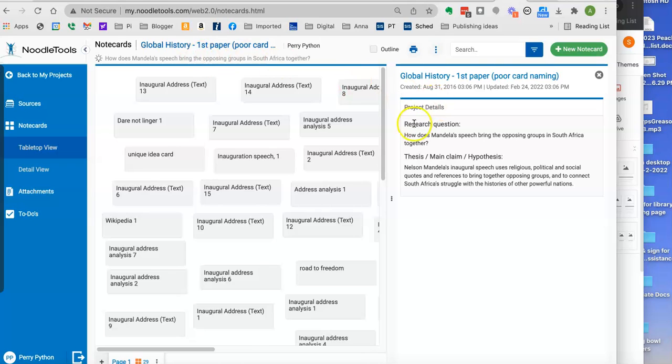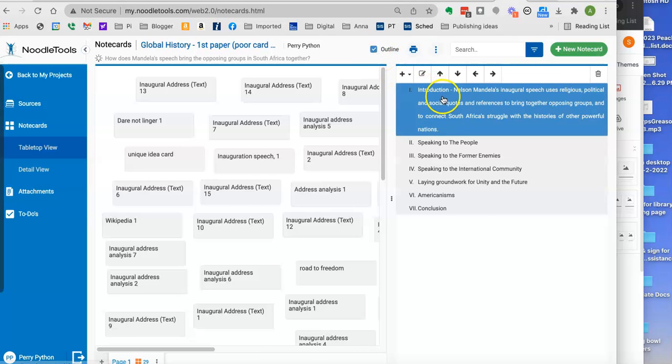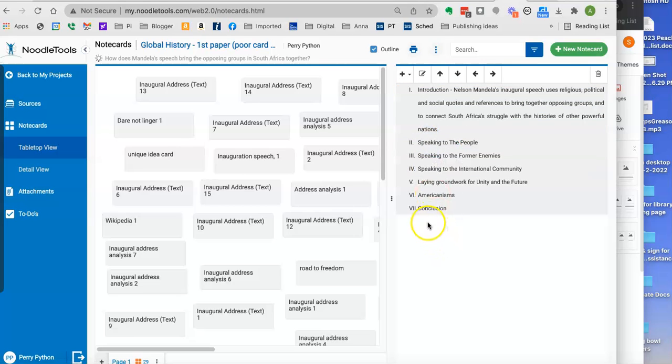Not only do I have my research question, I've read so much, I have a thesis. Now, I'm ready to make my outline. I've even thought about it. I know how I'm going to organize my paper. I'm ready to make an outline, but oh no, look, what goes where?